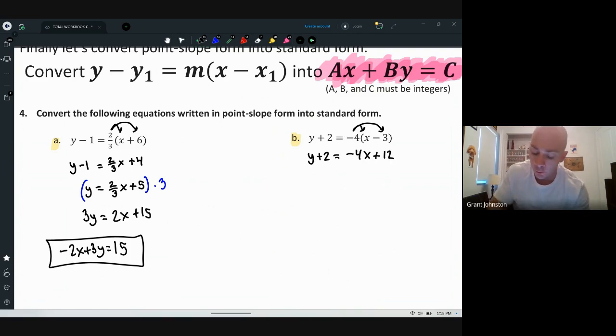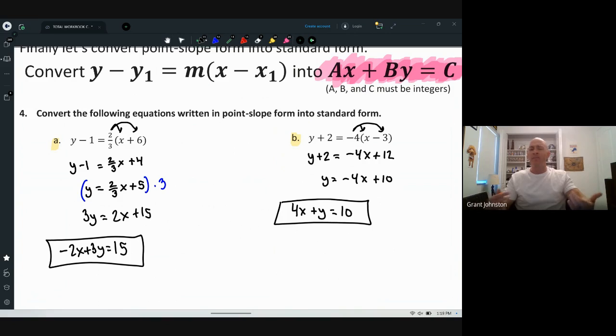I'm going to subtract 2 from both sides. So I'm going to have y equals negative 4x plus 10. 12 minus 2 is 10. And this one, I don't have to do that step in blue I did on letter A to deal with the fractions because there are no fractions here. So all I have to do is move that x over to the left. So it says a negative 4x. So in order to move it, I'm going to do plus 4x on both sides. So I'm going to have 4x plus y equals 10.